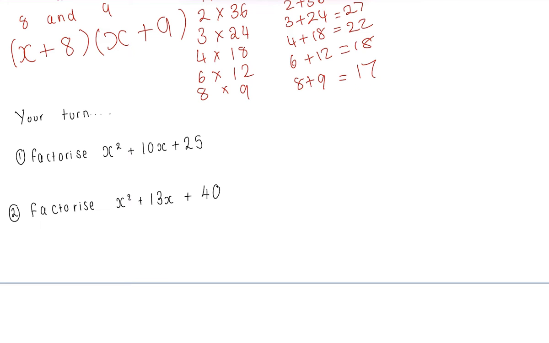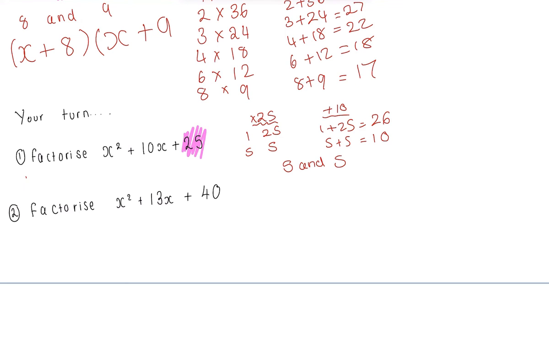Okay, so let's have a look. We've got here 25, so they need to times for 25, but add for 10. So for 25, we've got 1 and 25, and 5 and 5. That's it. So let's add our factors together then. This would give us 26, but this would give us 10. So the numbers we're using are 5 and 5. So we're going to get x plus 5 and x plus 5 in that one. And that would be our answer for there.